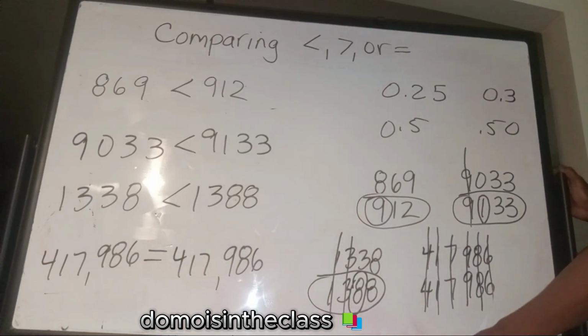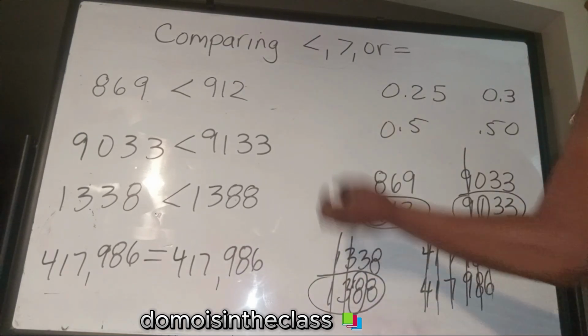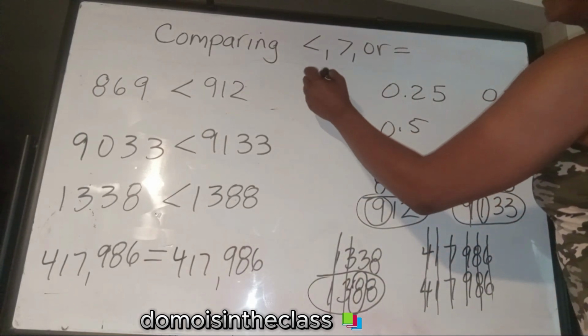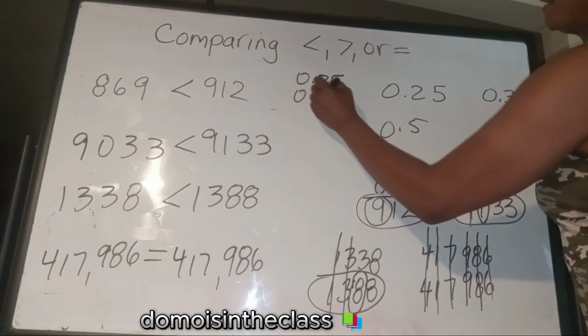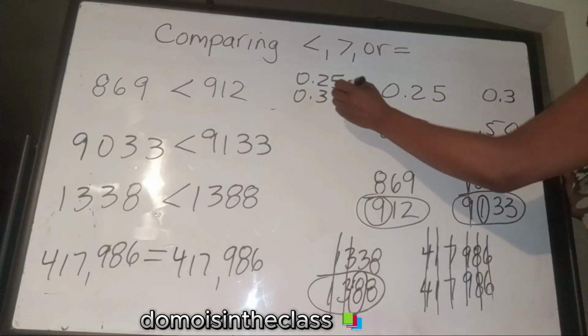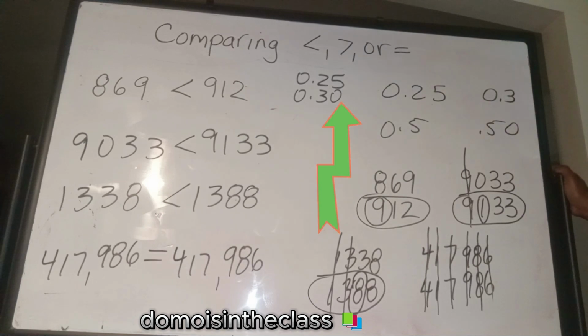Alright, so I'm just going to make a little bit of room. And so we have this one where we have 0.25 and we have 0.3. I like to put in another number just as a placeholder, just so it doesn't feel lopsided. And we're going to do the same thing.